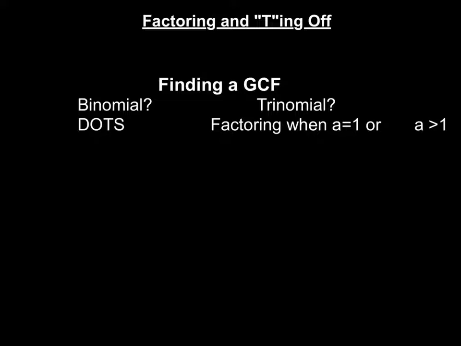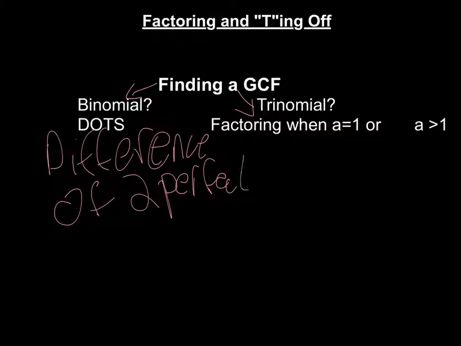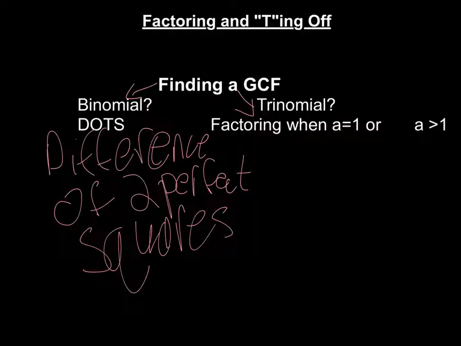You want to start at the top of your flowchart. Then you must ask yourself whether it is going to be a binomial or a trinomial. If it is a binomial, you're going to do DOTS, which stands for difference of two perfect squares. In order to use the DOTS method, you must have a subtraction problem and it must be a binomial.